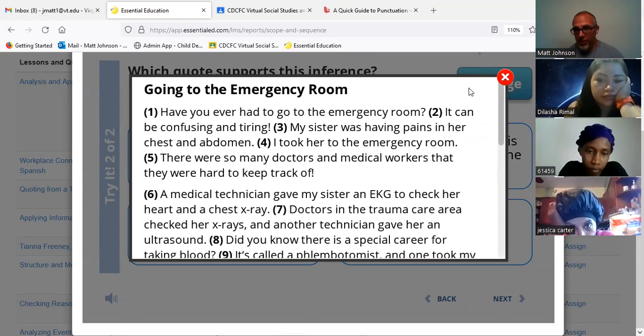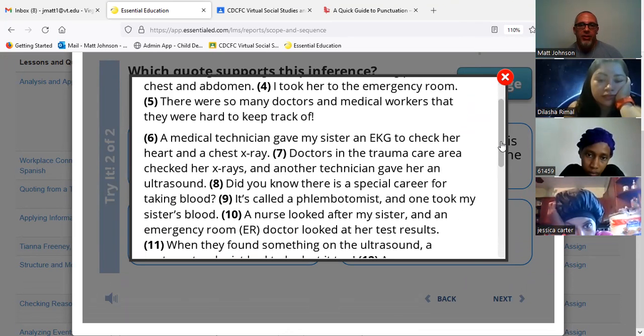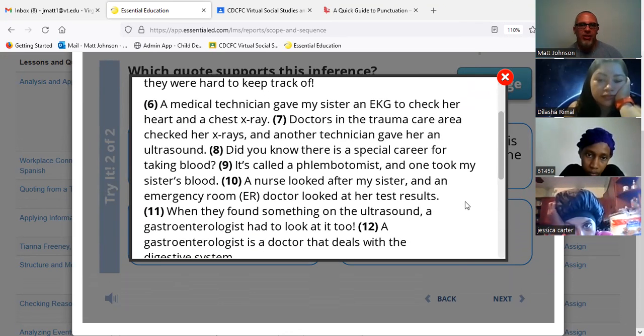Have you ever had to go to the emergency room? It can be confusing and tiring. My sister was having pains in her chest and abdomen. I took her to the emergency room. There were so many doctors and medical workers that they were hard to keep track of. A medical technician gave my sister an EKG to check her heart and a chest x-ray. Doctors in the trauma care area checked her x-rays, and another technician gave her an ultrasound. Did you know there's a special career for taking blood? It's called a phlebotomist.